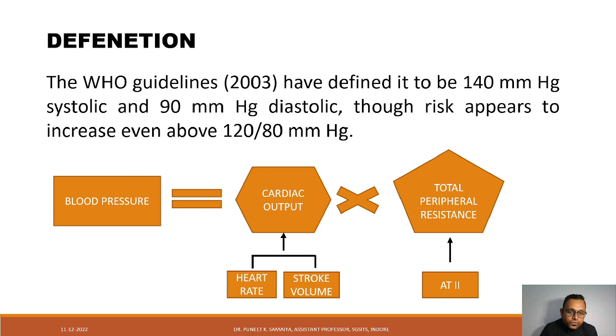cardiovascular diseases. So here a formula I have provided for the various components of blood pressure. Blood pressure equals cardiac output into total peripheral resistance. So from where does this cardiac output come? This cardiac output comes from the heart rate and the stroke volume. The heart rate and the stroke volume provide the cardiac output, and the total peripheral resistance is developed by the plasma volume and also by the receptors of angiotensin.